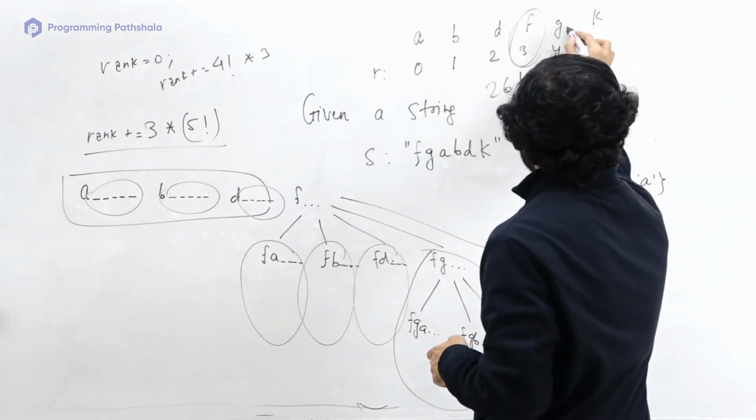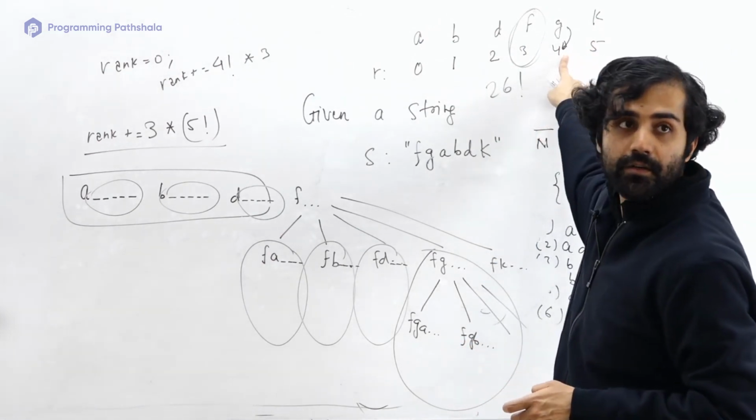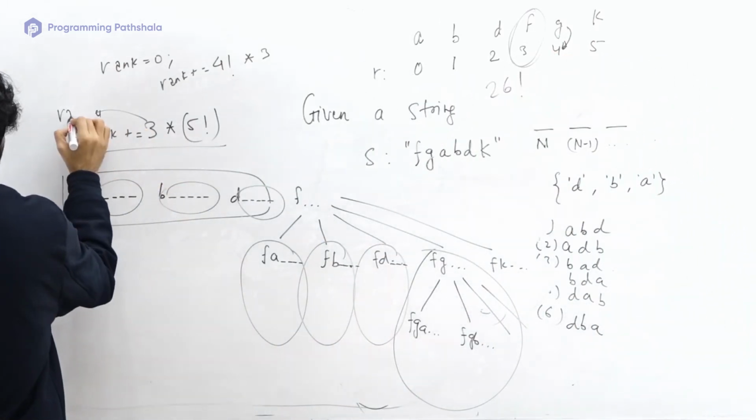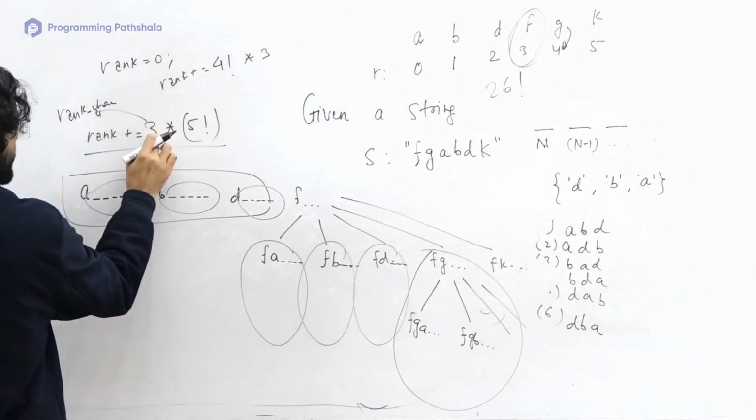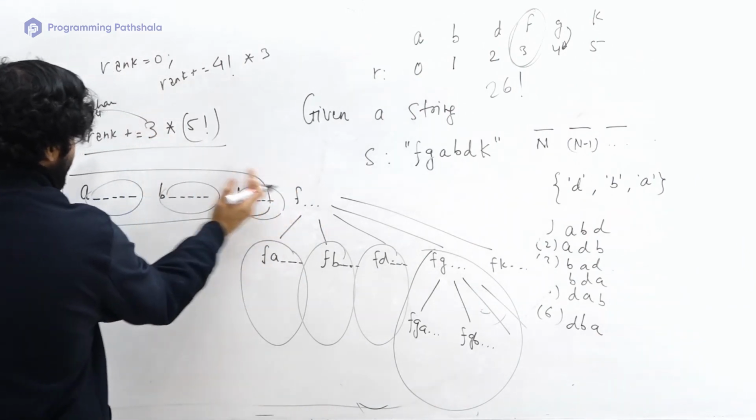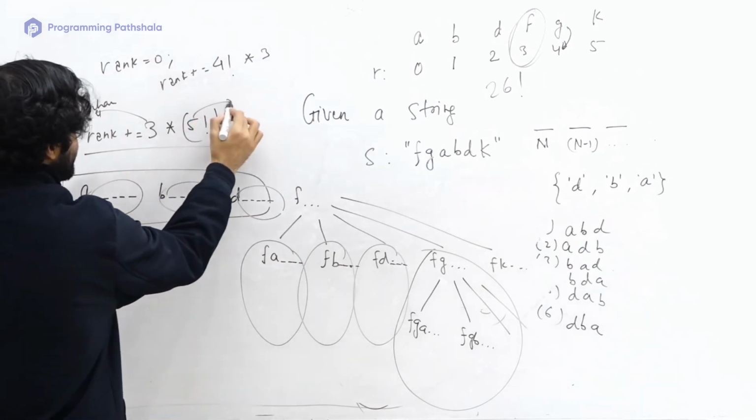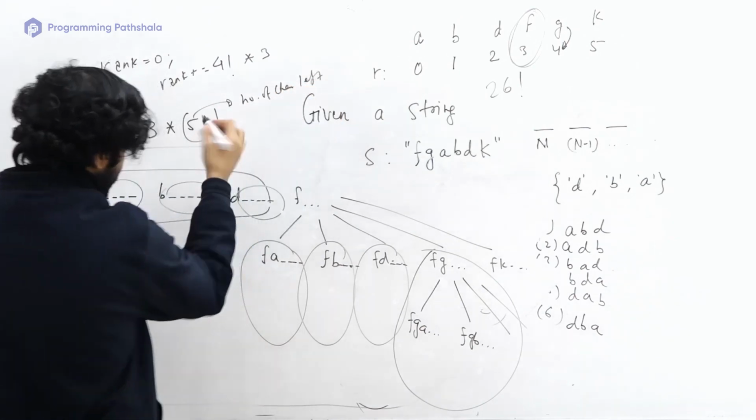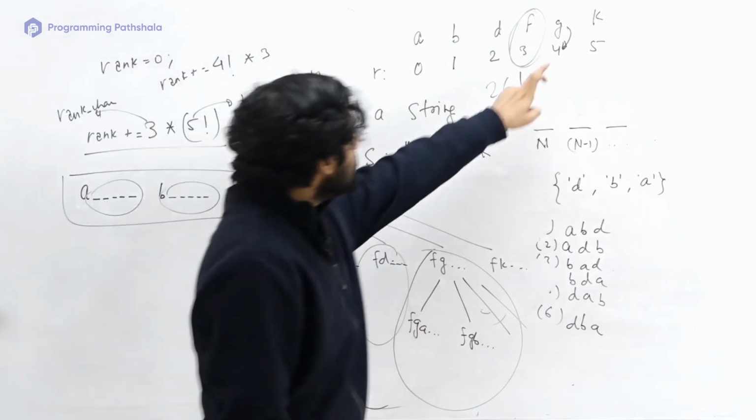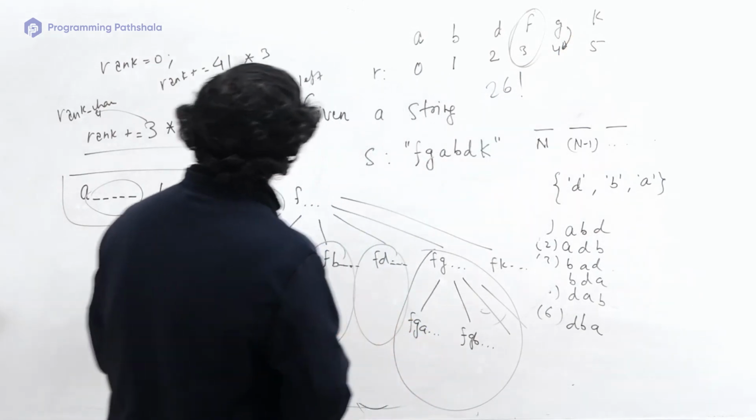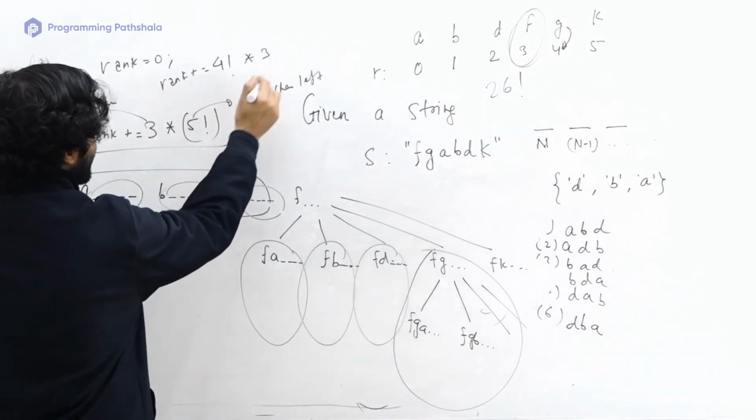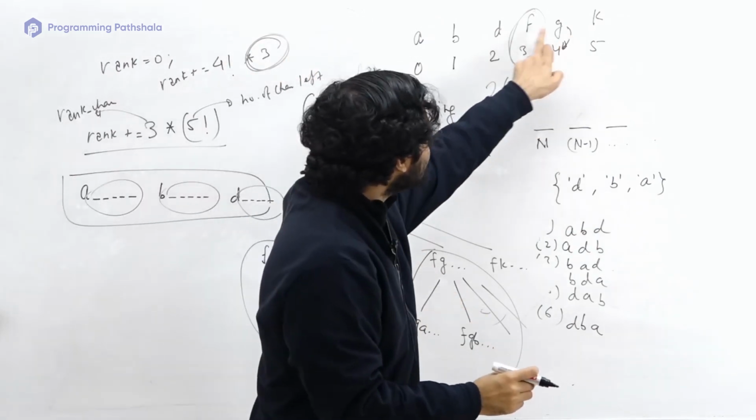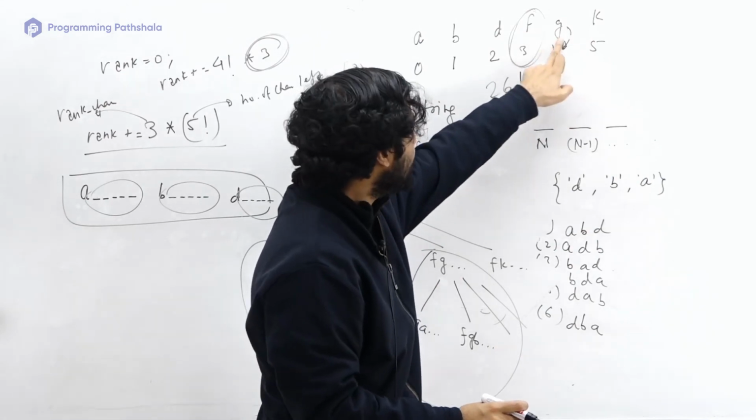What was the rank of this G? The rank of this G was 4, right? Now basically what you are doing is rank of character, because rank suggests that there will be a few families coming before it, and this is the number of characters left, factorial. Correct? So see, G has a rank of 4, but I did not do 4 into 4 factorial, I did 3 into 4 factorial. And why did I do that? Because this G was coming after F.